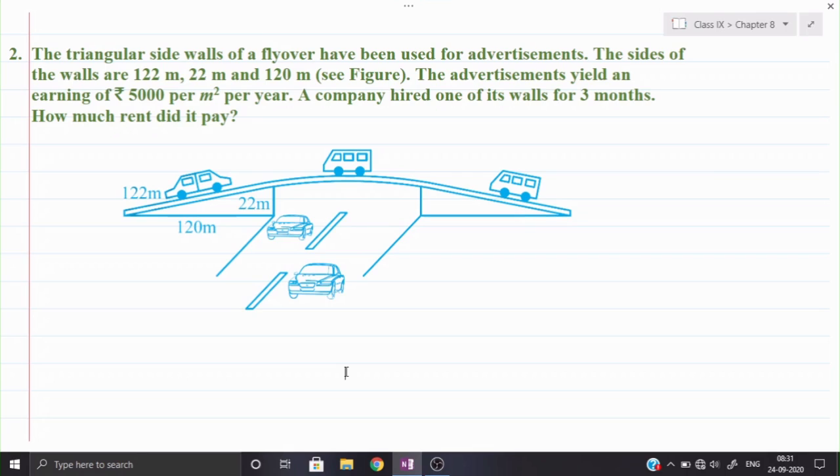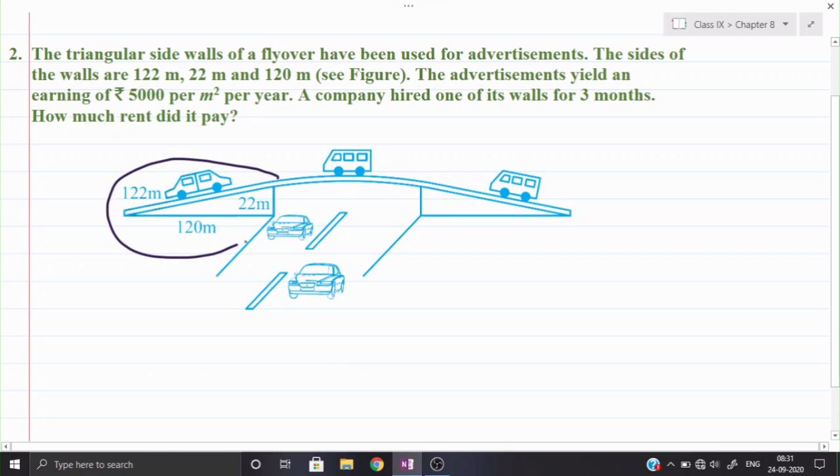As you can see, this is the hoarding. See here, this is our hoarding. Observing, this is a triangular shaped hoarding. I will darken this one. So this is my hoarding, triangular shape. So when the vehicles are passing, the ad is printed on it, can be seen easily, and they can advertise their product.